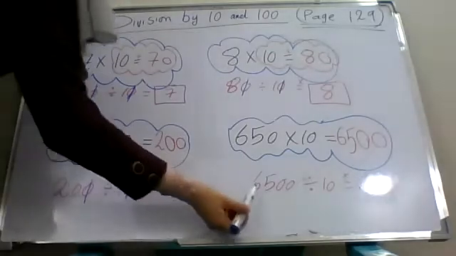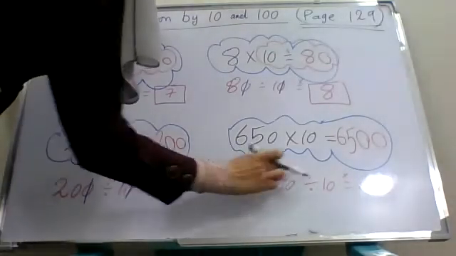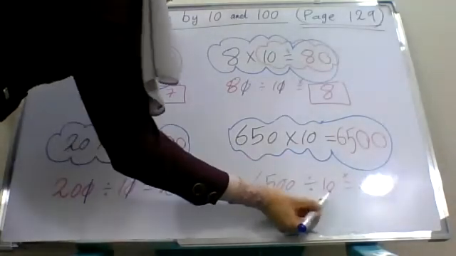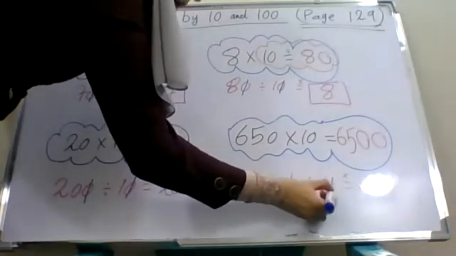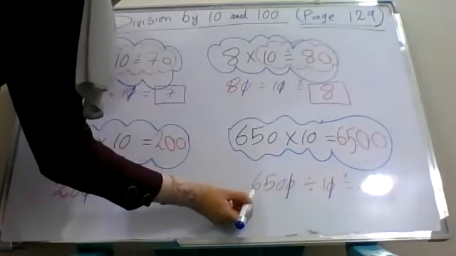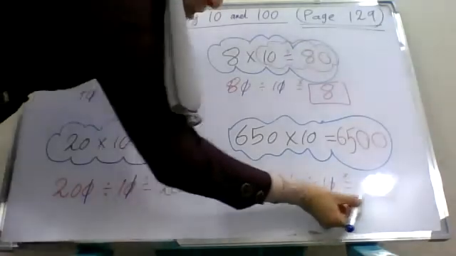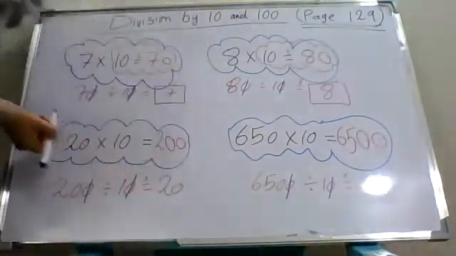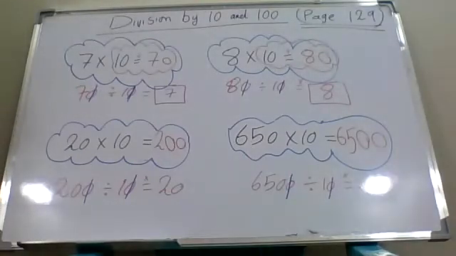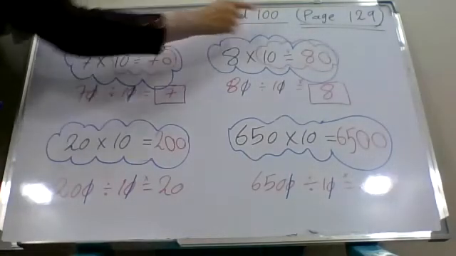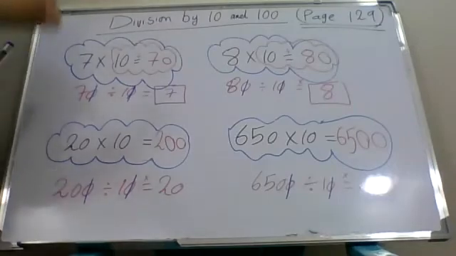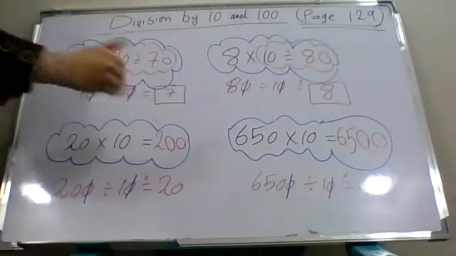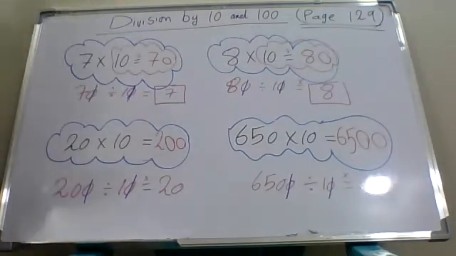Again, here I have 6,500. I have 2 zeros here, and I have 1 zero. I'm allowed to erase 1 zero over here, 1 zero over here. Then I have 650 divided by 1, it's 650, okay? So this is the concept of the division by 10 and 100. You have to erase zeros. As many as you have erased zeros from here, you have to erase from the other part. Then you have the answer.